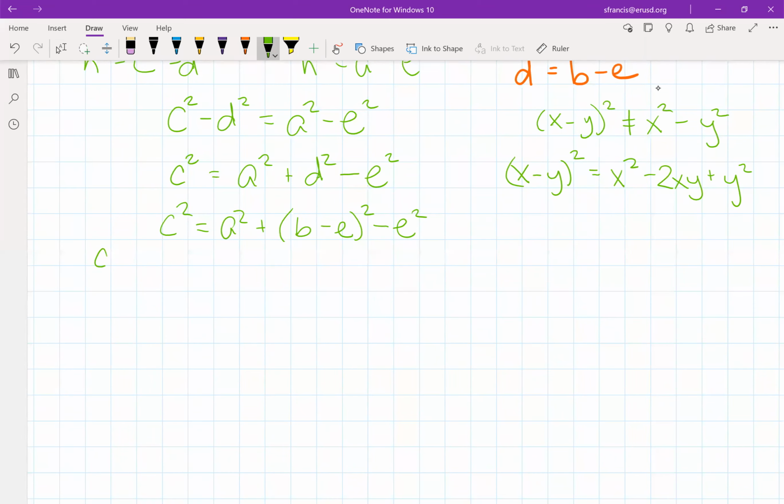So I'm going to get c squared is equal to a squared plus b squared minus 2 times b times e plus e squared, and then minus e squared. Hey, this is looking pretty good here. So I got c squared is equal to a squared plus b squared minus 2 times b times e. Notice the e squareds are going to cancel there, e squared minus e squared.